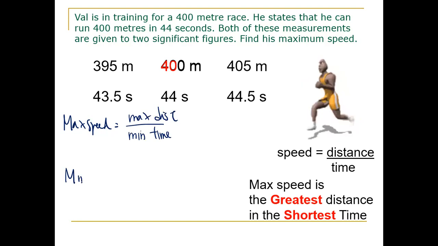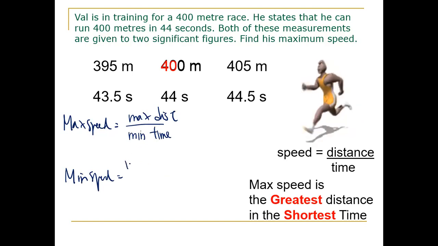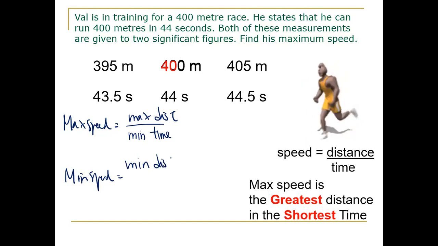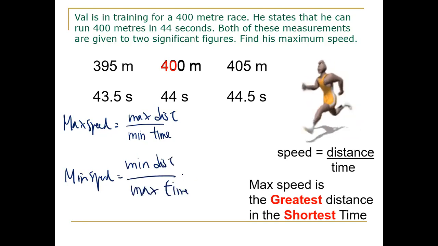For minimum speed, so minimum distance, it's slow. For minimum speed, it moves slowly. So the minimum distance over the maximum time, the time is long. Get it? So this is a bit reversed. Why? Because we deal with the division.